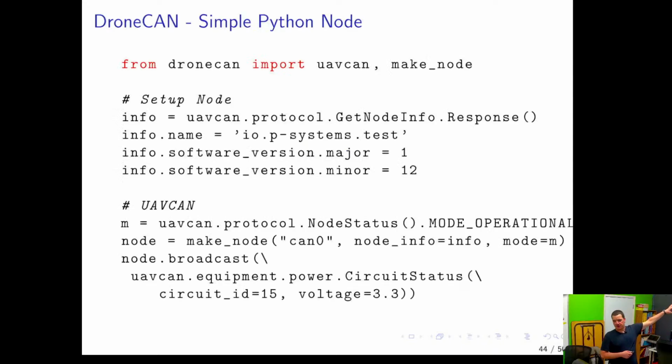This is some Python pseudocode for bringing up a DroneCAN node on a laptop. There's a little bit more code than this, but you can see that if you want to send this message, you just send it. Right? Trivial.